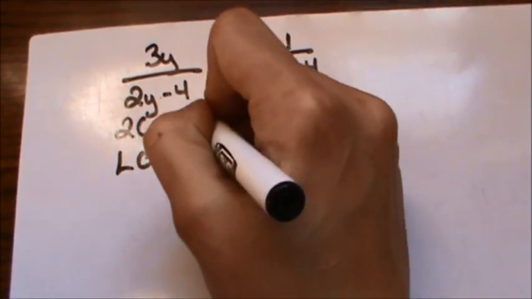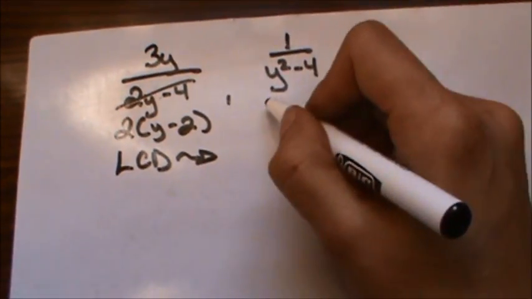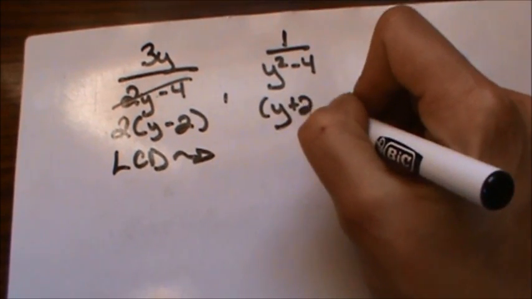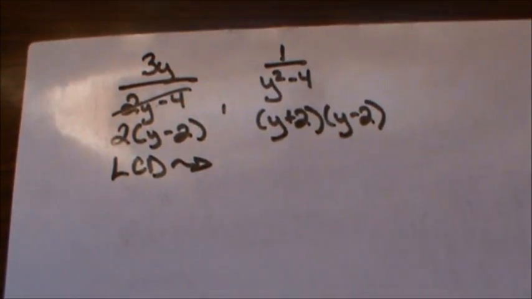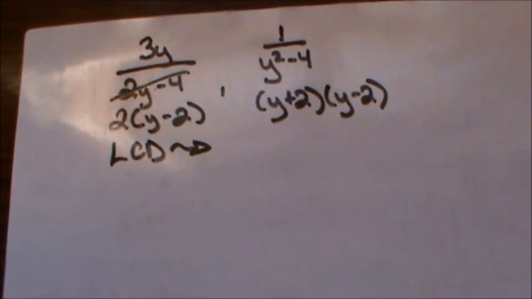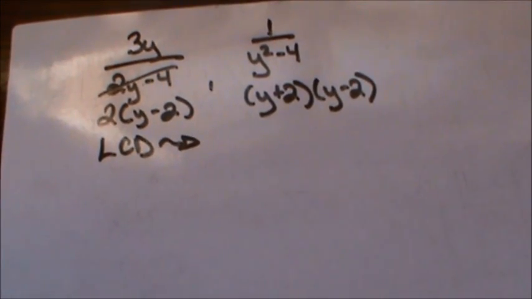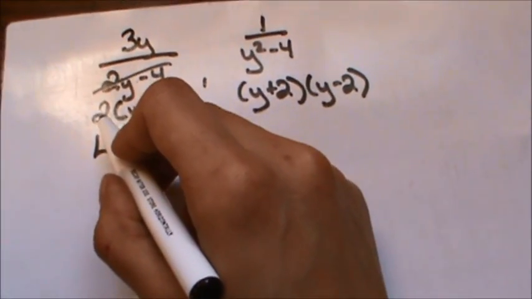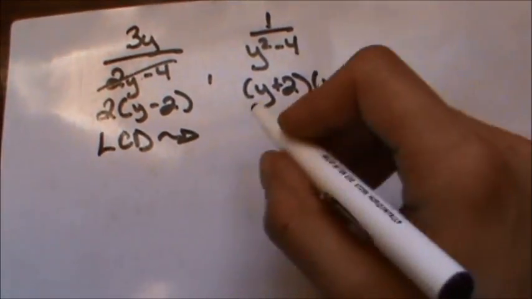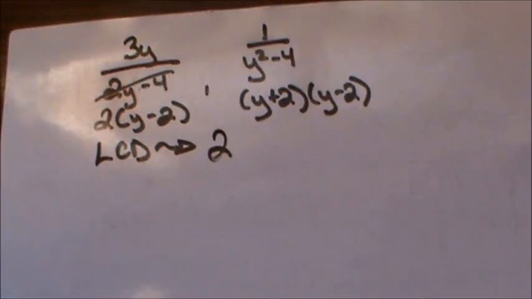In this denominator I can factor out a 2, and this denominator has y plus 2, y minus 2, because it's a difference of squares. Now I need to look at the LCD. Remember, the LCD is the product of the highest power of each factor. So if I look here, I have a 2. Do I have a higher power of 2 anywhere? No. So that's in my denominator.